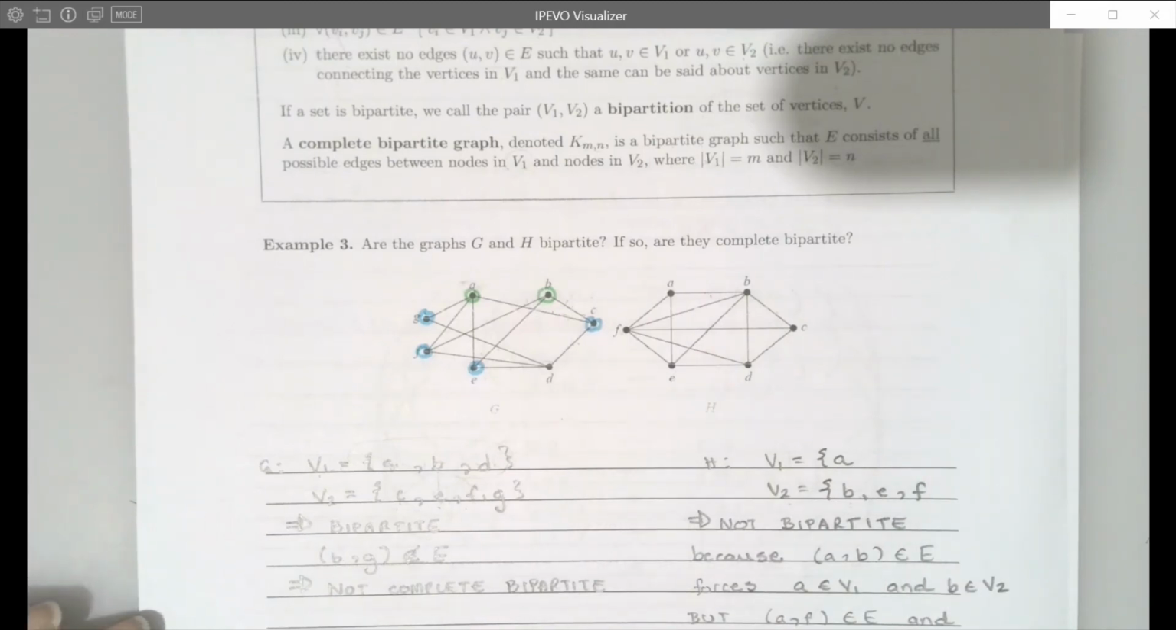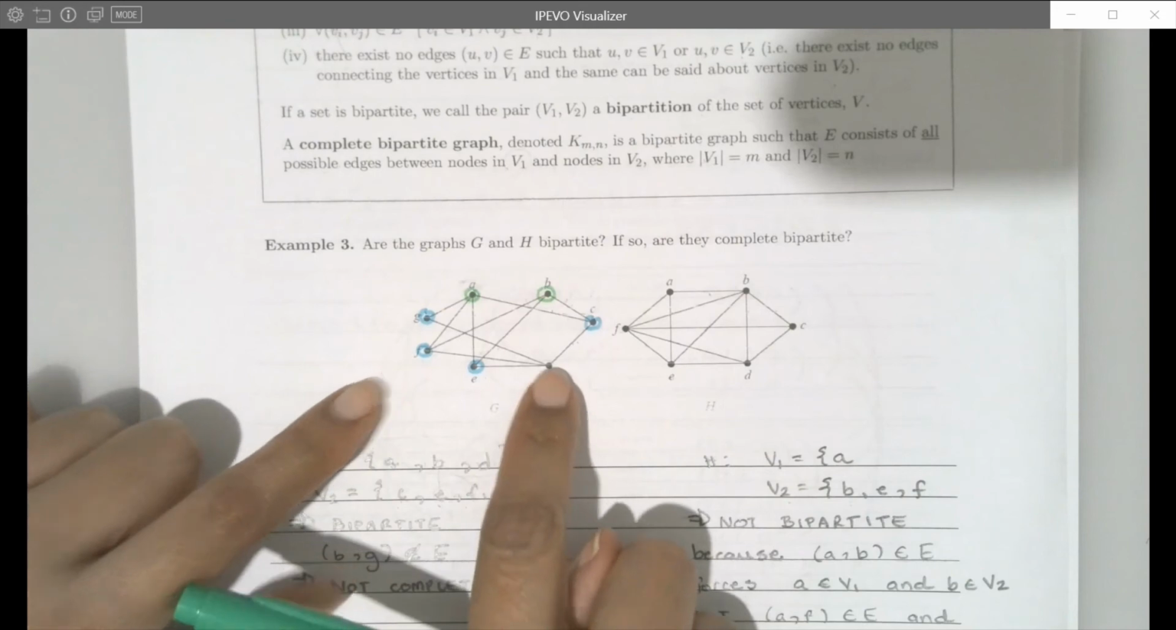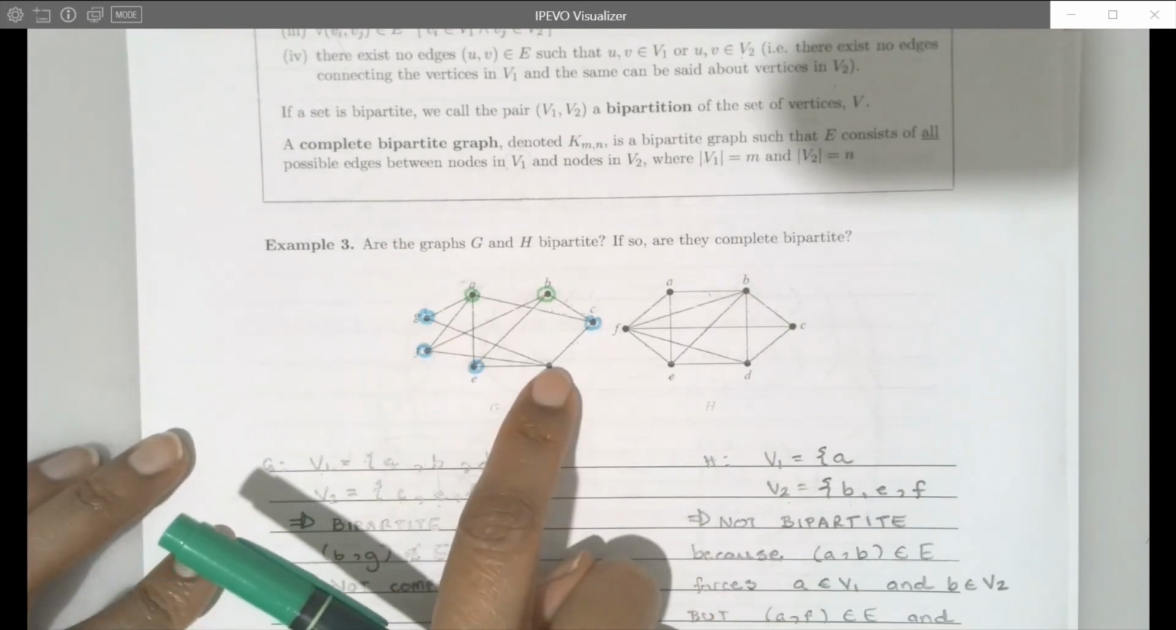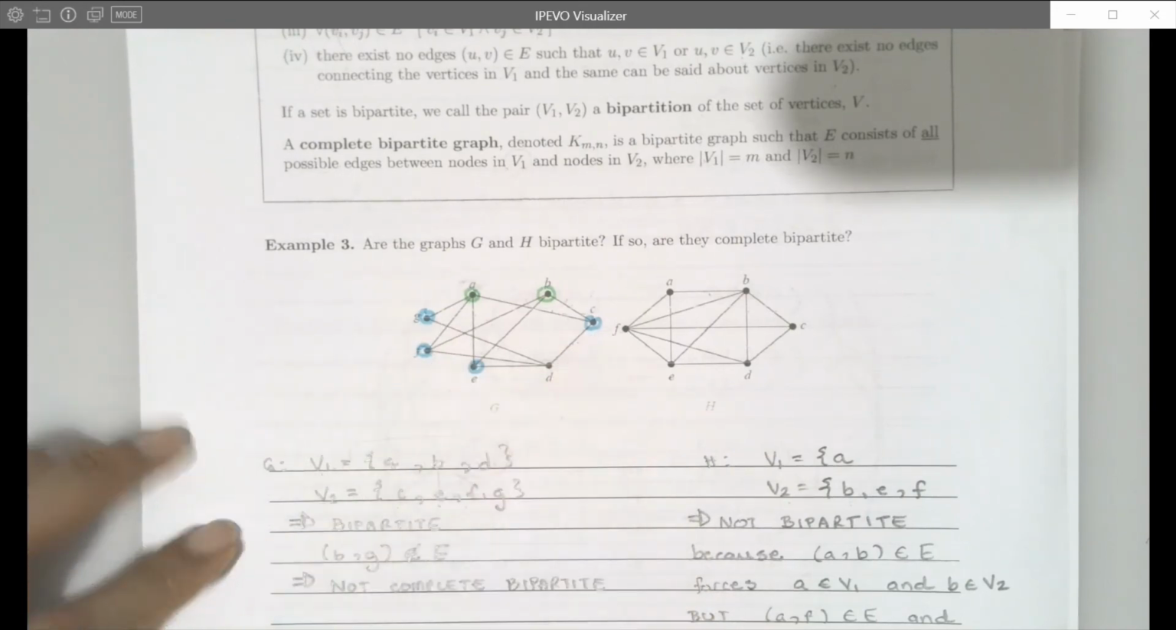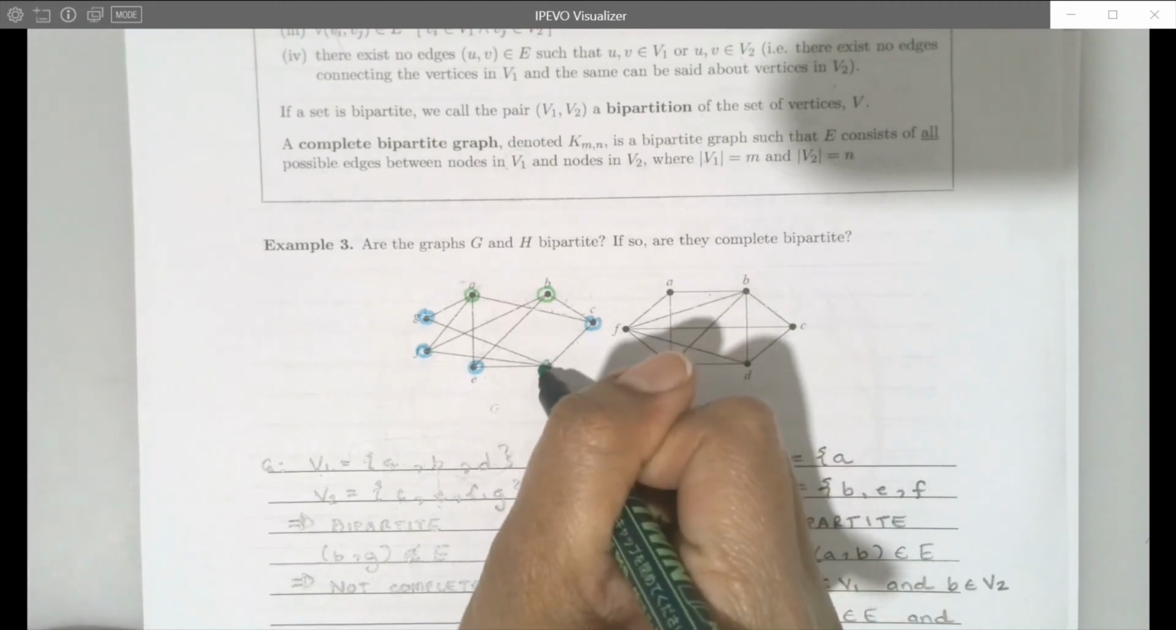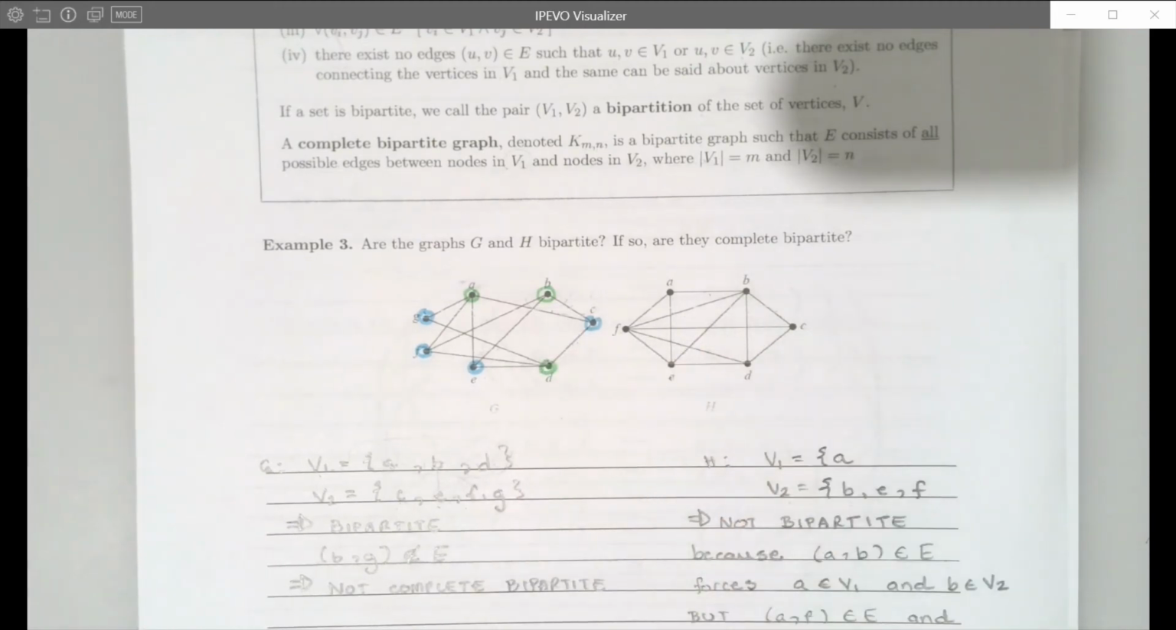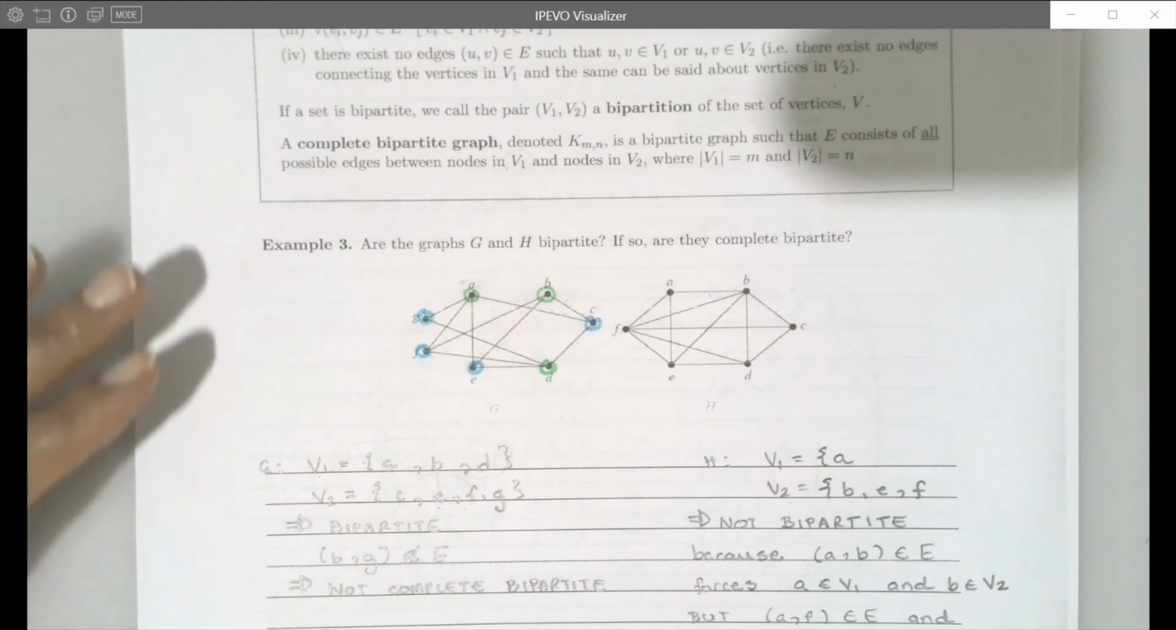And finally D. D is connected to G, connected to F and E and C, all of which are blue, which means that D would have to be green. Okay. And so since all of the edges have 1 blue node and 1 green node, then this is bipartite.